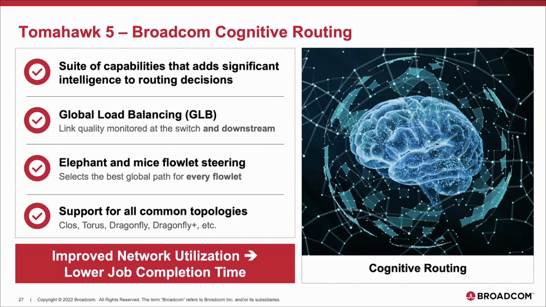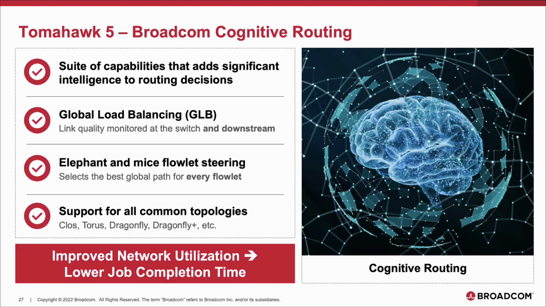We also do elephant and mice flowlet steering. So just because you had a flow that's pinned onto a certain link, now if you have a flowlet, so if you have a pause in the packets, we can take that. This is a programmable duration. You could say this flowlet, I want to have go onto this link, and then the second flowlet can go onto a different one.